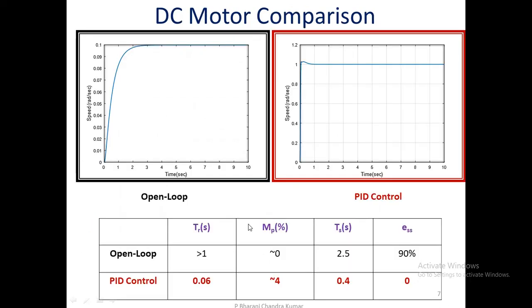And this is the comparison, open loop and closed loop. In open loop, you can see that the rise time is greater than 1, peak overshoot is 0, and settling time is approximately 2.5 seconds. And the important thing is the steady state error is 90. We don't want the steady state error, but when I use the PID controller, the rise time is 0.06, peak overshoot is approximately 4, and settling time is 0.4. The design we have done might be slightly different, but it doesn't matter because it has met the desired specifications.